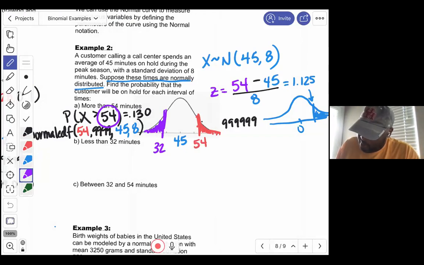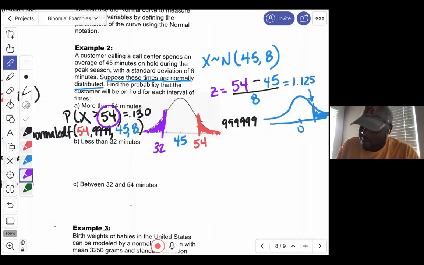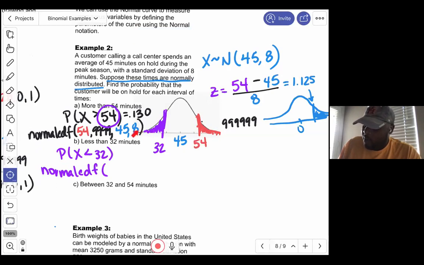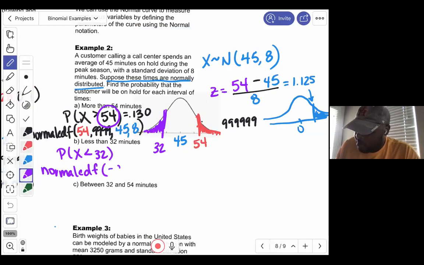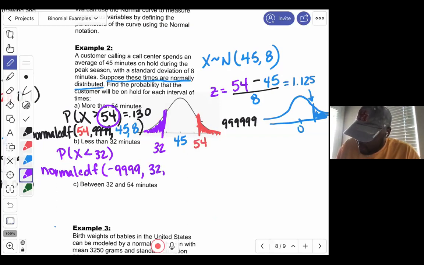And notice again, the leftmost shading this time is on the left-hand side, so your leftmost shading is going to be negative infinity. We don't have a negative infinity button, so we need to give it a number. We call it negative 99999. And so we write this normal CDF. We want to find the probability that x is less than 32. The lower shading runs all the way this way forever, so it'll be negative 999. The upper bound, it's stopping at 32 now. Again, our mean is still 45 and our standard deviation is 8.